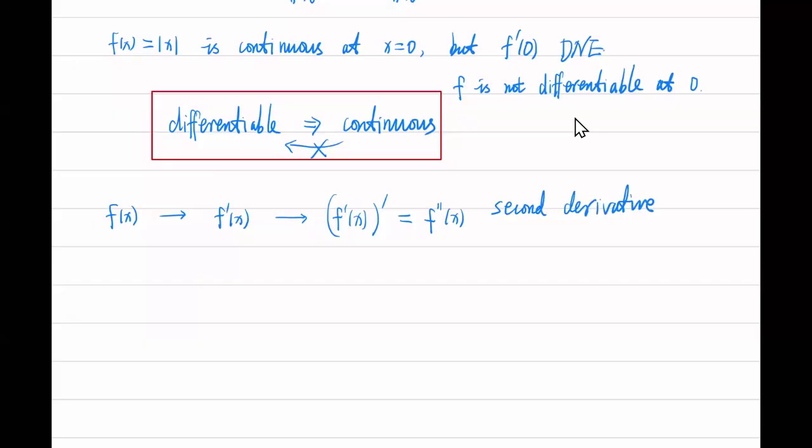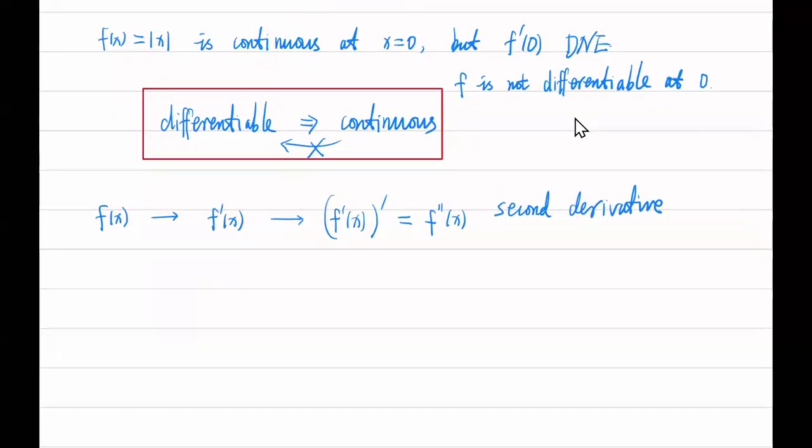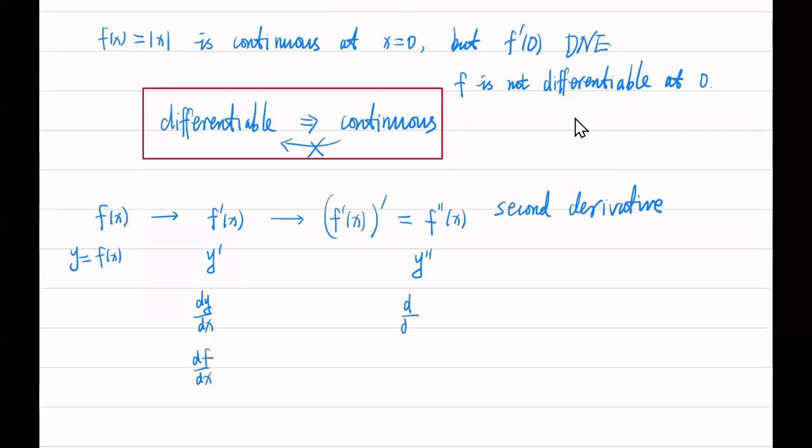There are several equivalent ways for this notation. Sometimes we say y equals f(x), a function. We use y prime and y double prime for the second derivative, and we use dy/dx for the first derivative. We also use df/dx. For the second derivative, sometimes we use a short notation for this. I'm sorry, so it should be x.